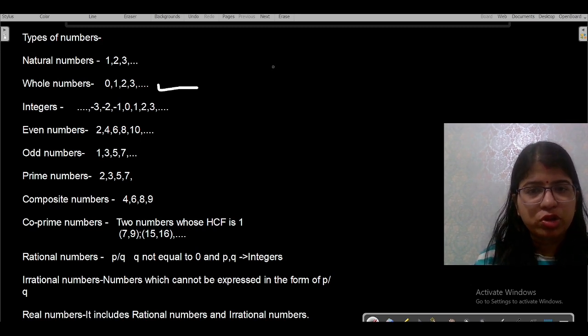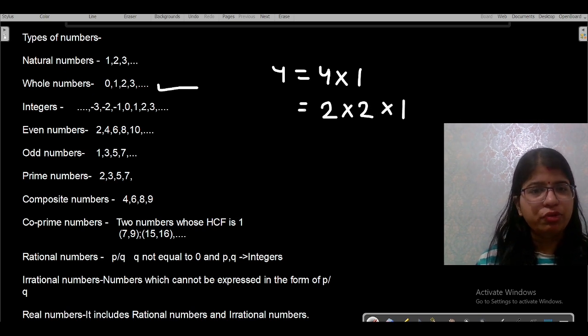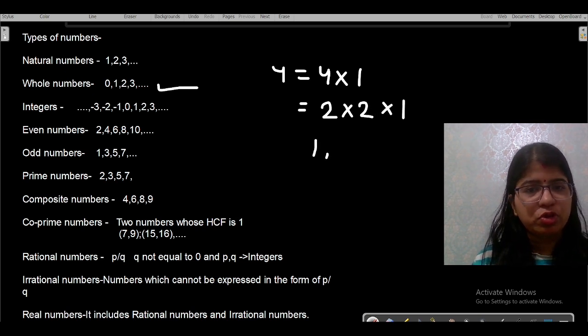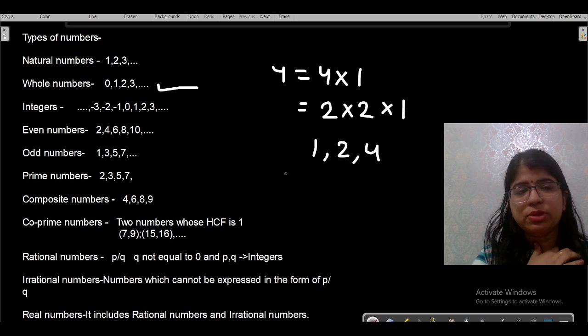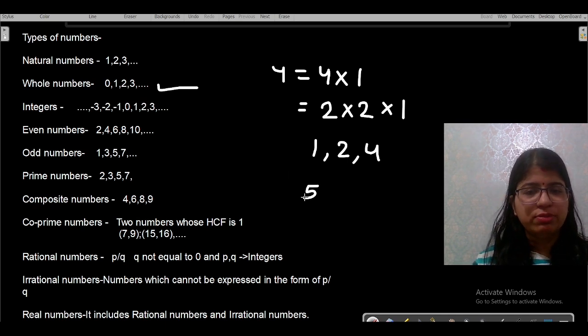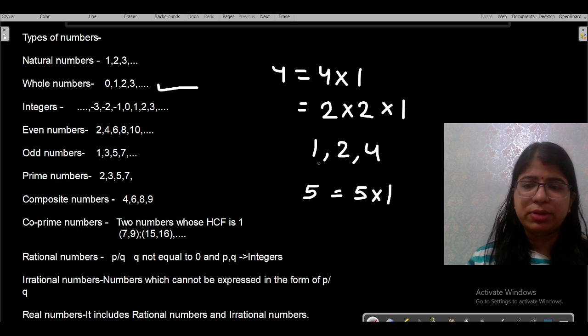Why? Because 4 we can write as 4 into 1, and can we write it as 2 into 2 into 1? So we can say 1 is also a factor of 4, 2 is also a factor of 4, 4 is also a factor of 4. So it has more than two factors, so 4 will be a composite number. Similarly 6, 8. Why is 5 not a composite number? Because 5 can only be written as 5 into 1, which has only two factors. So 5 will not be a composite number, it will be a prime number.